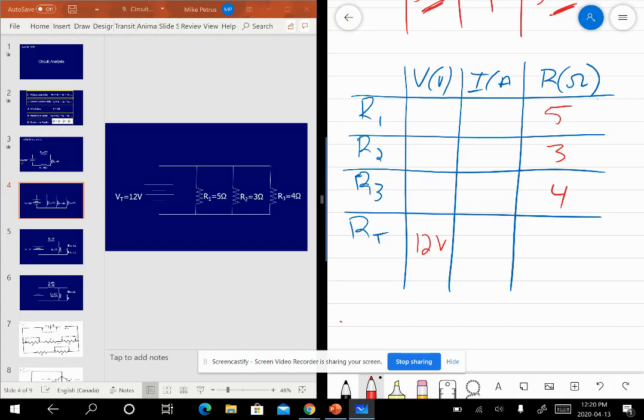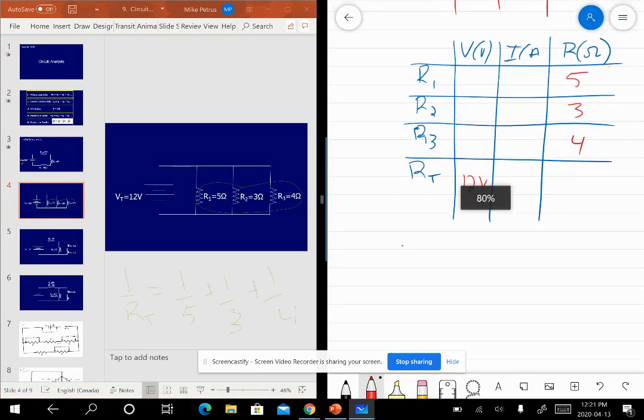I'm going to need to track down my calculator next, which is right here, because I see again, the first thing I can do is I can add up my resistances, but they are all in parallel. So if you recall, resistance in parallel, 1 over RT is equal to 1 over 5 plus 1 over 3 plus 1 over 4. I don't like the way that looks over there. I'm going to write it right here.